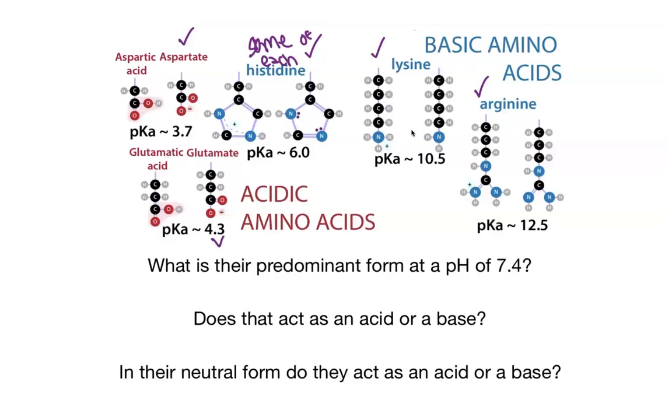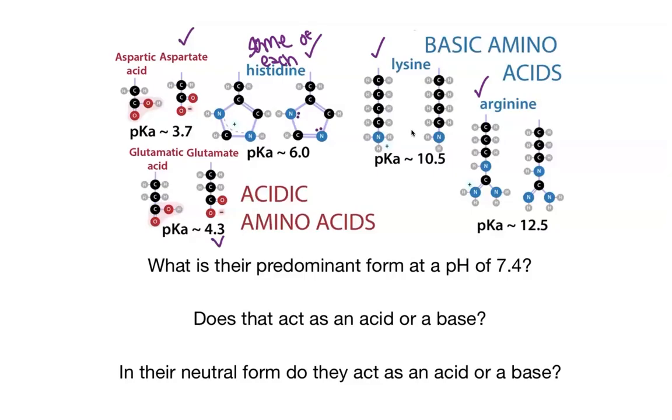Okay, so now in that main form, is it acting as an acid or as a base? So remember back to what we talked about, how you need to be protonated in order to be an acid. You need to have a cookie in order to give a cookie. If you're not protonated, you can't act as an acid. So let's look at each of these in turn.